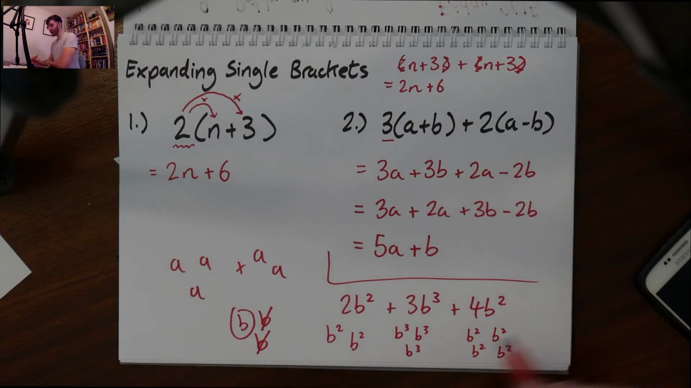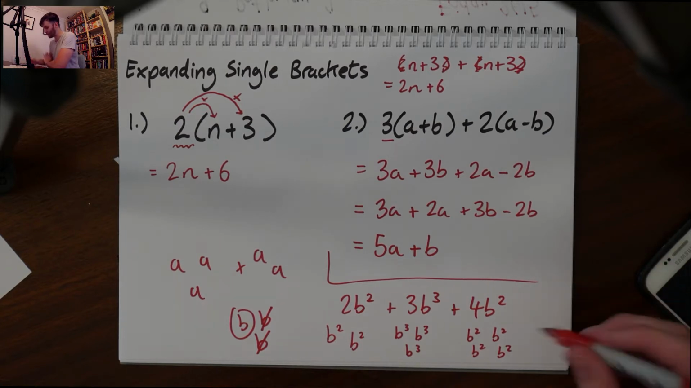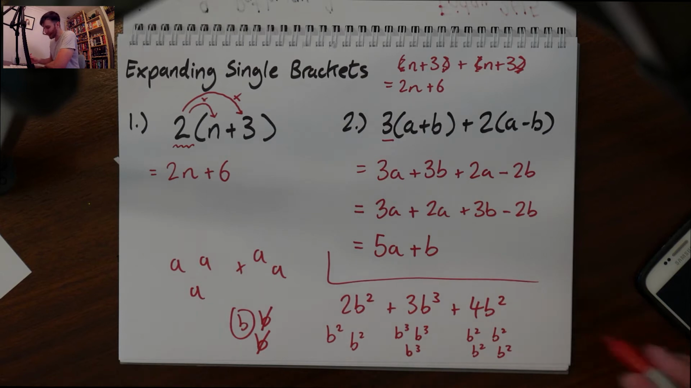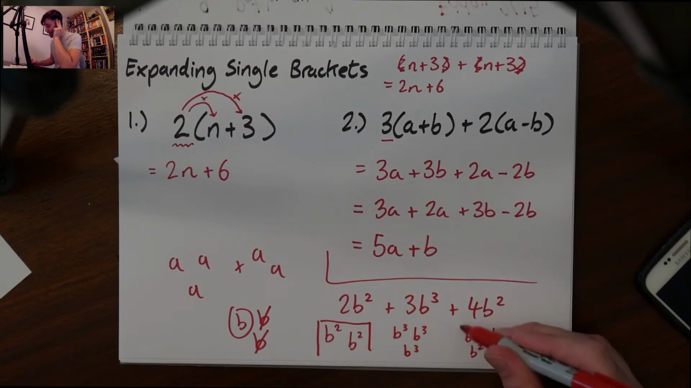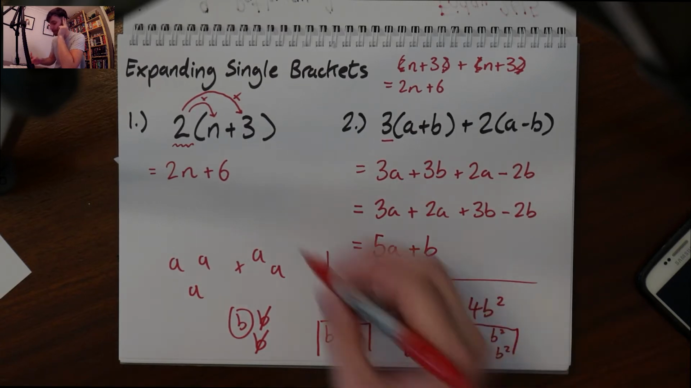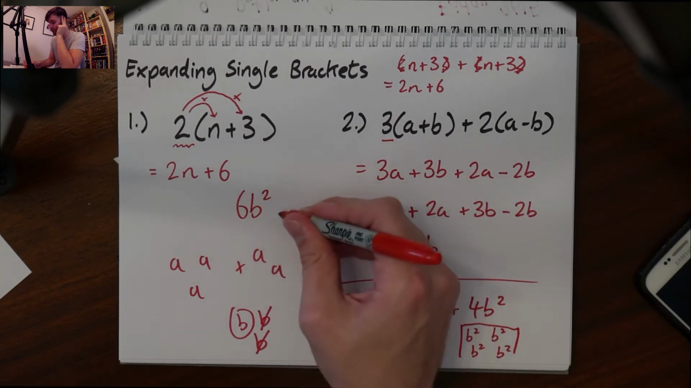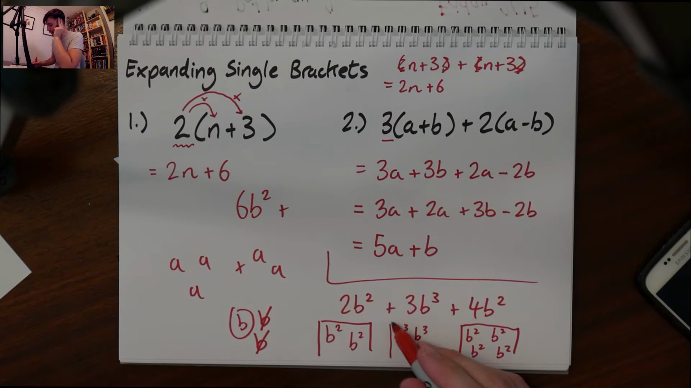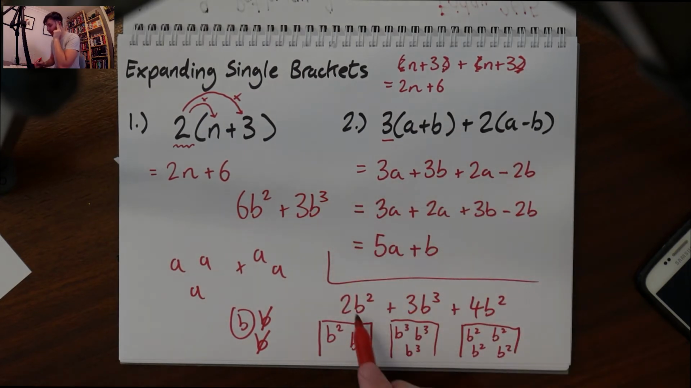Now the temptation there is just to add all of them up together and say something like 7 b to the power 5 or whatever, which is a common mistake. But the only thing that you can do when you're adding these is to add the 2 lots of b squared and the 4 lots of b squared, which is 6 lots of b squared. And then you've got these 3 lots of b cubed left over. So that's how you would simplify something like this.